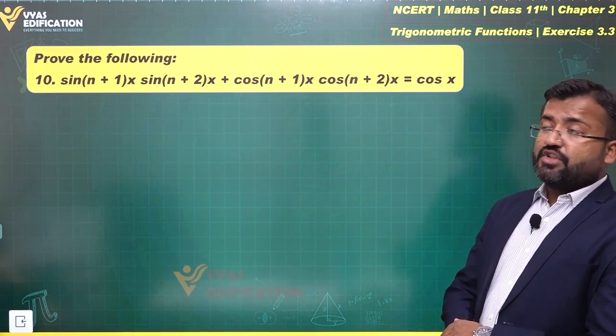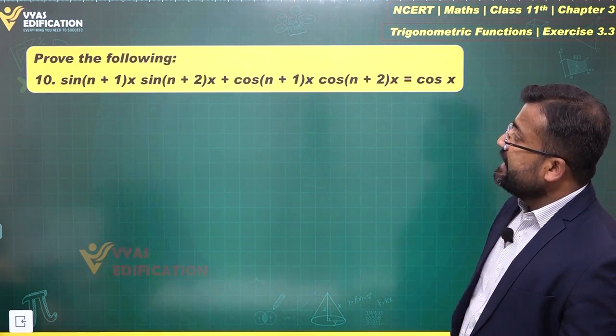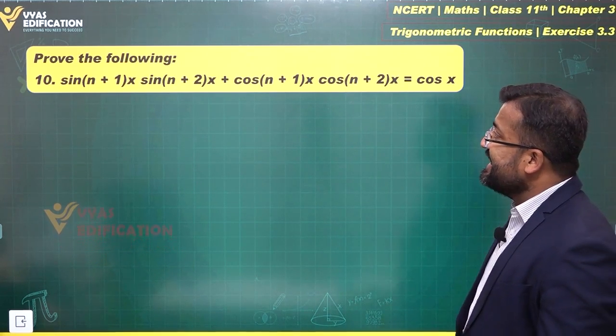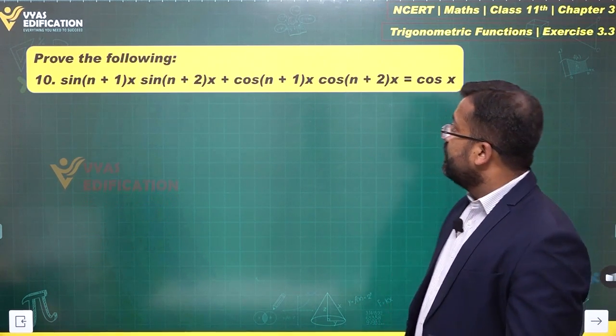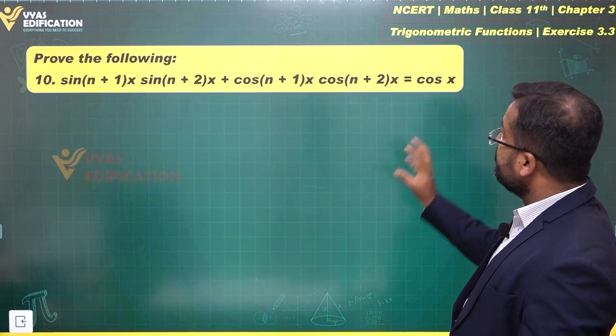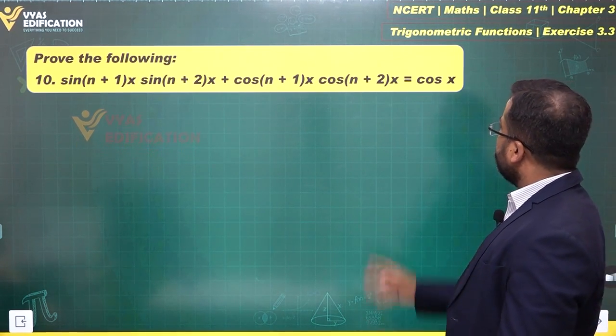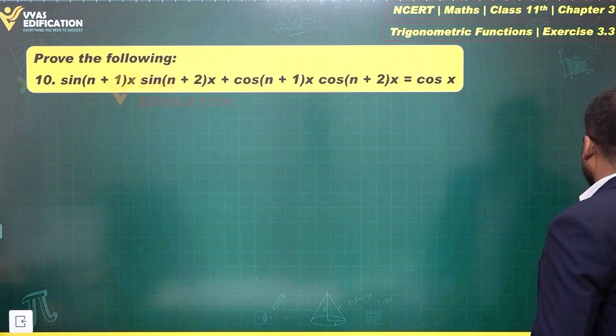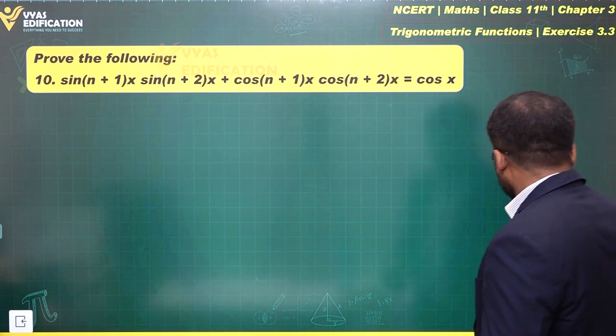Let's talk about this question next. Prove the following: sine of (n plus 1)x times sine of (n plus 2)x plus cos of (n plus 1)x times cos of (n plus 2)x is equal to cos x. That's what the question is saying. How do we go about solving this?